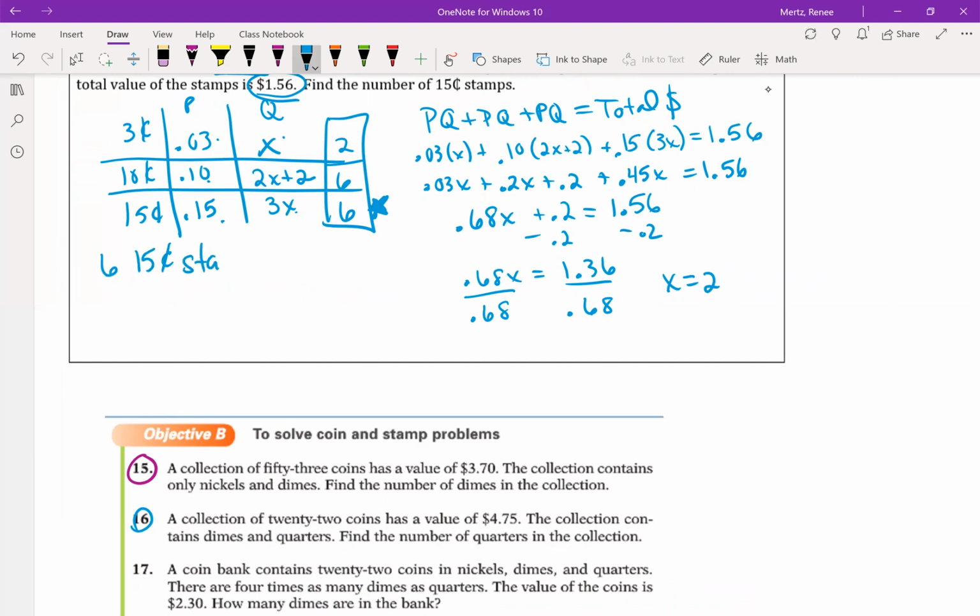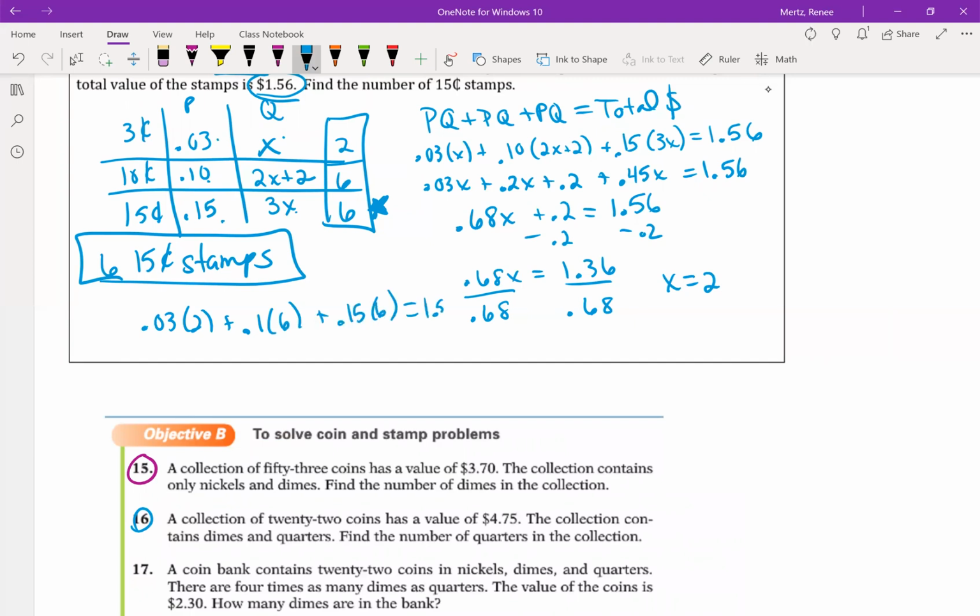Or you can just start in the chart. The check on these is super simple. All we do is we take our price times our quantity. So we had 0.03 times 2 plus 0.1 times 6 plus 0.15 times 6. It should be $1.56 if I did it correctly. We have 6 cents here, we have 60 cents here, and we have 6 times 15 is 90 cents here. So fortunately, that works out to be $1.56, so we did it correctly. So again, 6 15 cent stamps.